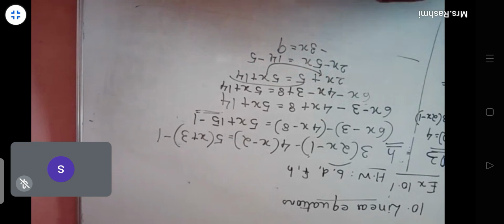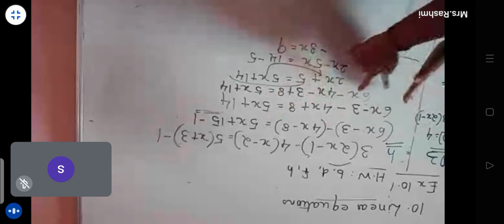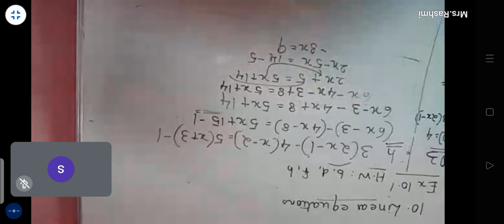Now clear? You get the same answer. Only thing is you take all the variables together, numbers together, and just reduce your calculation, so that when you take it that side, you may make errors, which you are reducing now. Okay?